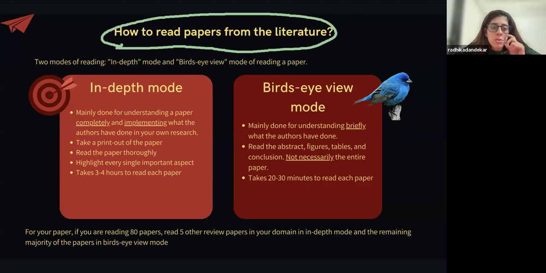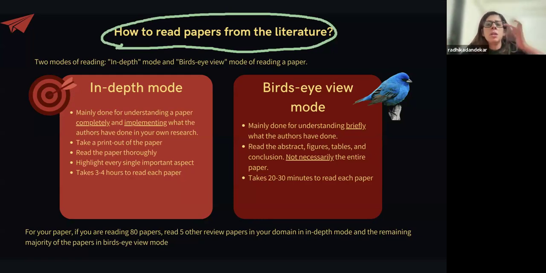What you need to do basically is to know that you have two modes of doing a literature study. The first mode is the in-depth mode, and the second mode is the bird's eye view mode. The in-depth mode is done for understanding all the research content that you are reading. In this mode, you read an entire paper from scratch, each and everything that is written in that 15 to 20 page paper. It usually takes more time, about 4 to 5 hours to read every paper.